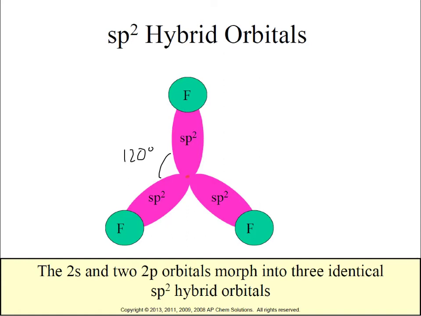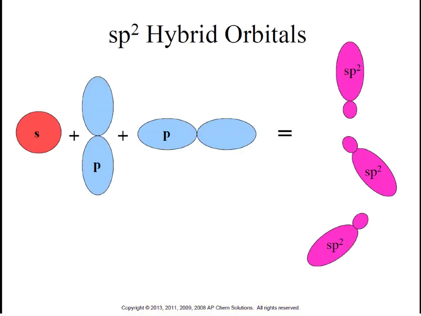So the 2s and the two 2p's meld together to make this new hybrid orbital. It's kind of like a liger. When you mix a lion and a tiger, you get the best of both worlds and a whole new shape as a result. So let's look at it mathematically then.